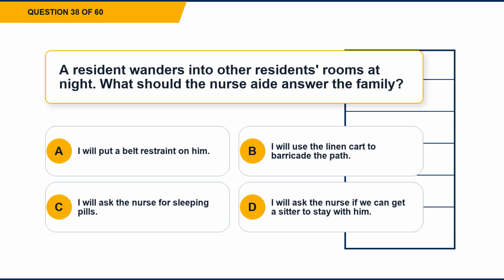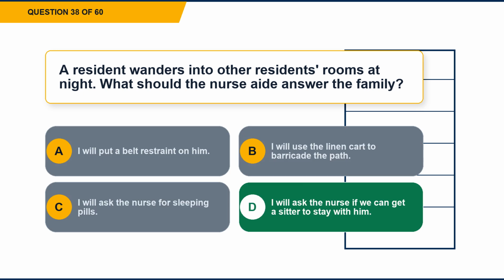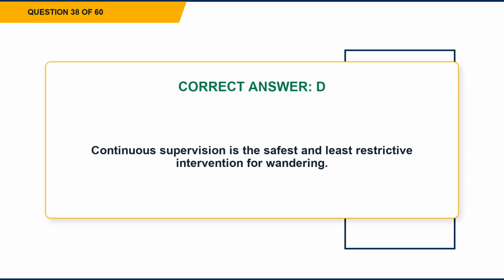Question 38. A resident wanders into other residents' rooms at night. What should the nurse aide answer the family? Option A. I will put a belt restraint on him. Option B. I will use the linen cart to barricade the path. Option C. I will ask the nurse for sleeping pills. Option D. I will ask the nurse if we can get a sitter to stay with him. The correct answer is option D. I will ask the nurse if we can get a sitter to stay with him. Explanation. Continuous supervision is the safest and least restrictive intervention for wandering.